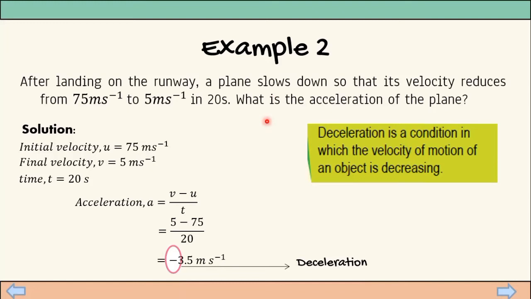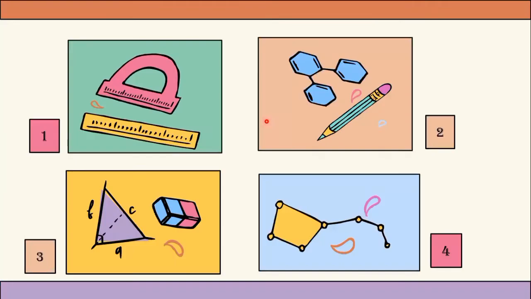So do you get this explanation? Yes. Okay, very good. Before we proceed to the next section, do you have any question regarding how to determine the speed, the velocity, the distance, displacement, and acceleration? No. Okay, so if you don't have any questions, let's proceed.